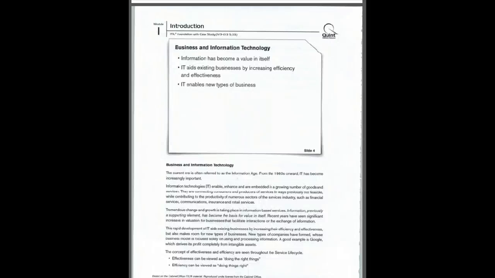I'll repeat. Business and information technology. Information has become a value in itself. IT aids existing businesses by increasing efficiency and effectiveness. IT enables new types of business.